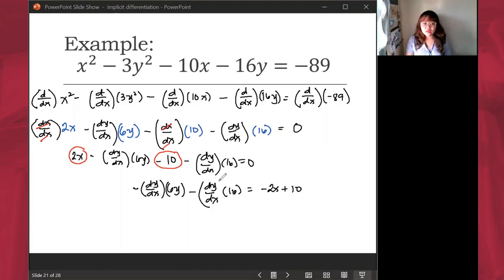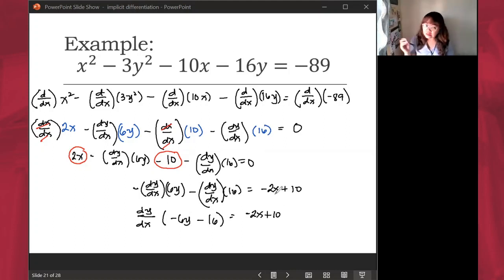All right, so we need dy over dx. Let's factor that out from this left side. So we will have dy over dx times, we are factoring out. So mawawala ito. Anong matitira? Negative 6y. So let's write that down. Negative 6y. Susunod na term, mawawala itong dy over dx kasi nga finactor out natin. Anong natira? Negative 16. So let's write that down. Negative 16 equals negative 2x plus 10.